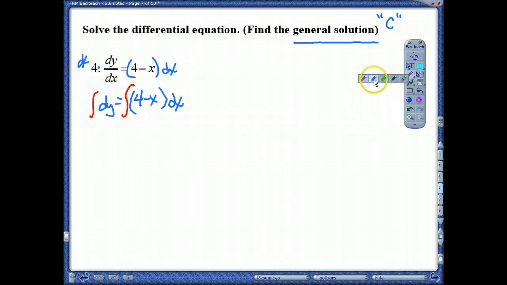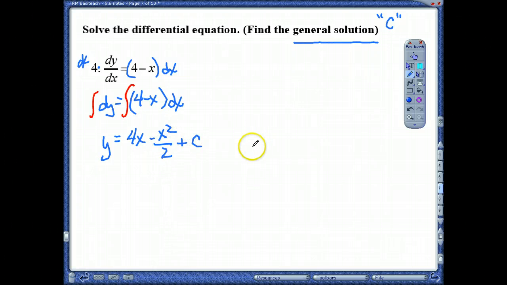The integral of dy is just y. Remember, I'm going to put the plus c just on one side. The integral of 4 is 4x. The integral of x is x squared divided by 2. And I'm going to put that mystery constant on the side because we don't know what that constant is. It can be 2, it can be negative 78.